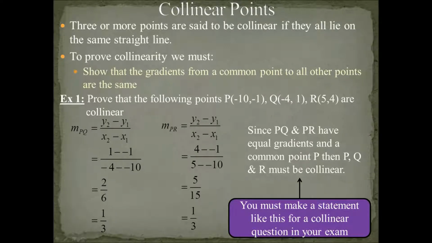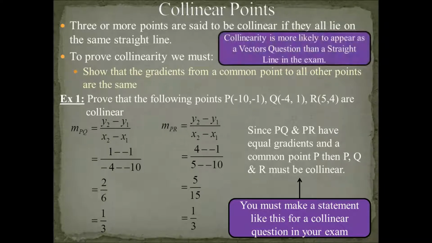Now, you must make a statement like that if the question asks prove. Key point to understand, I've put it up there in the purple box, but collinearity is more likely to appear as a vectors question than a straight line in the exam. It can come as a straight line gradients question, but it's more likely to come in vectors. So therefore, once we've covered that topic, you'll understand how to do it by using vectors instead of just straight line.